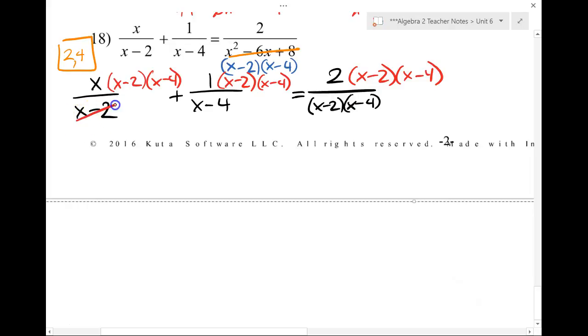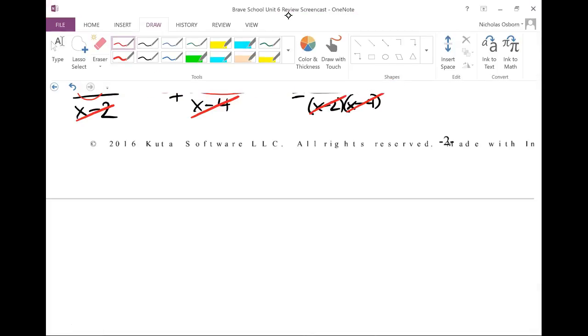So now let's go ahead and do that. Here on the left, x minus 2 will cancel out, and then I'm left with x and x minus 4, so make sure you distribute that. And here, x minus 4, so I'm just left with 1 times x minus 2. And then here, both factors on the bottom will cancel out. So all I have is 2.